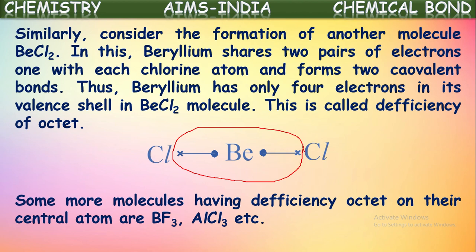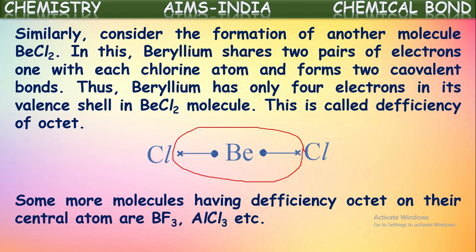Let us see some other examples of molecules which have a deficiency of octet on their central atom. One example is BF3, boron trifluoride. In this, the central atom is boron which has only 3 valence electrons. So after forming 3 covalent bonds with 3 fluorine atoms, it gets 3 pairs of electrons shared. That means only 6 electrons. But according to the octet rule, there should be 8 electrons. But boron has only 6 electrons in its valence shell in the BF3 molecule. This is called deficiency of octet.